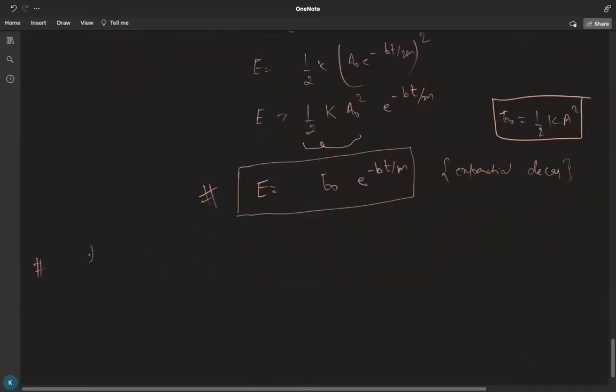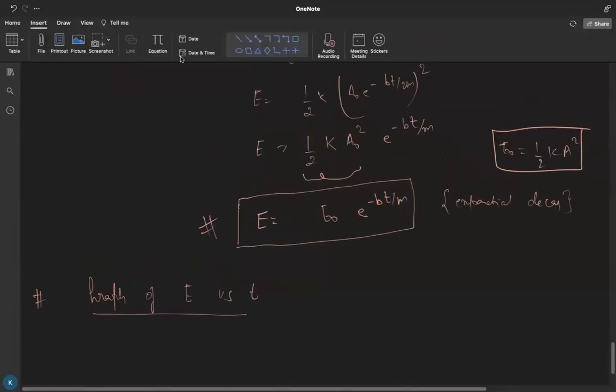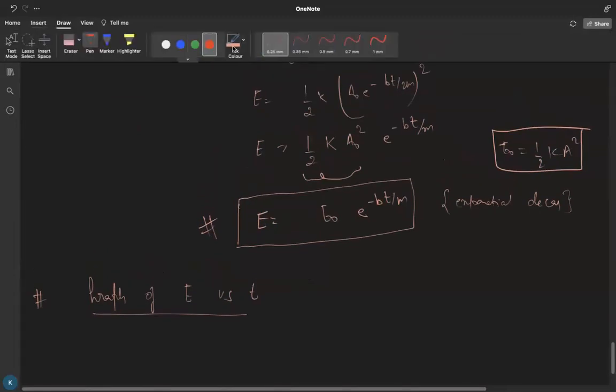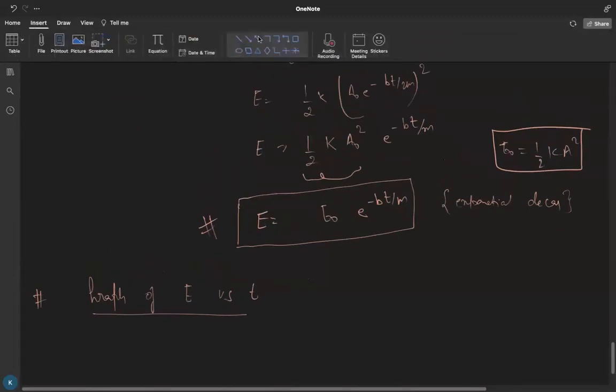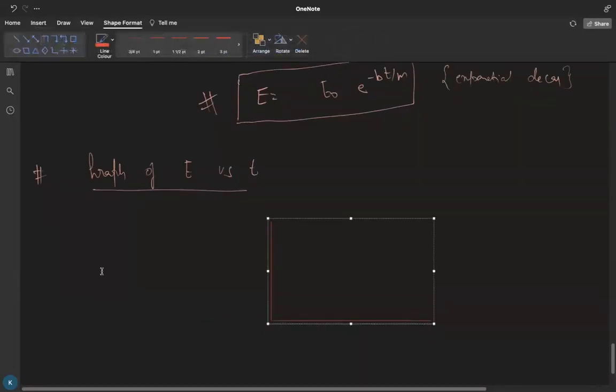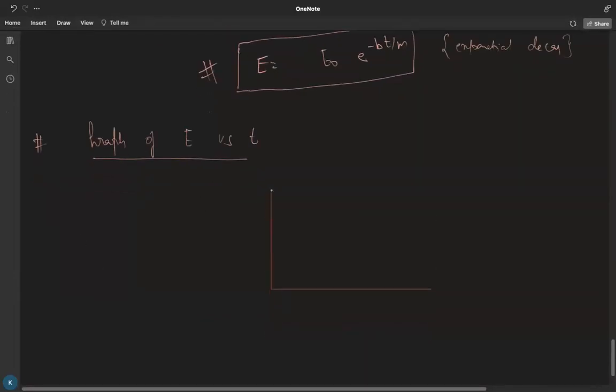Now let me draw the graph of E versus T. So obviously it is exponentially decaying. The graph will be the same as U. We have E naught half of K square, and it's continuously decreasing, right? So this is the graph of E versus T.